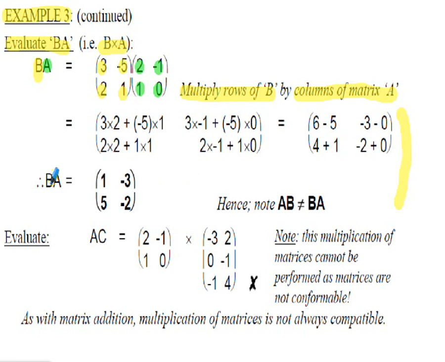What you should find is that BA is equal to 1, -3, 5, -2. In other words, notice that the multiplication of matrix A by B does not equal matrix B multiplied by matrix A.